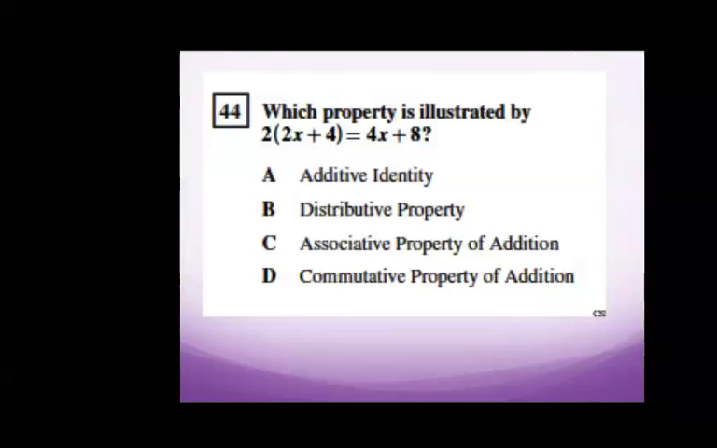Take a look at this property. Which property is illustrated by 2 times (2x plus 4) equal to 4x plus 8? Go ahead and take a moment, pause the video, and unpause when you've made your selection. You should have chosen the distributive property because this 2 is distributing amongst the addition part of this problem to become 4x plus 8.